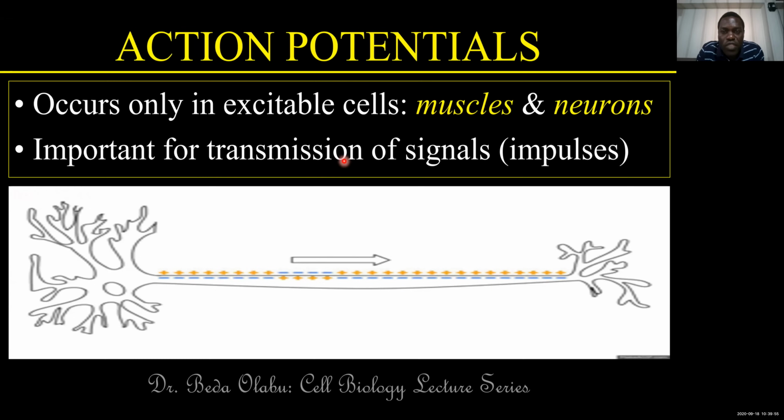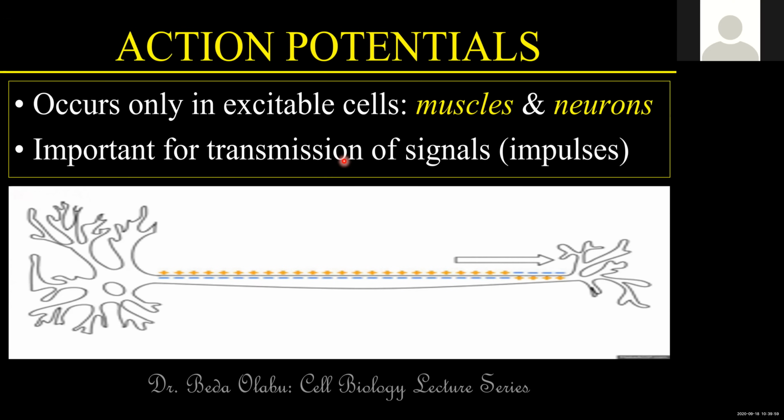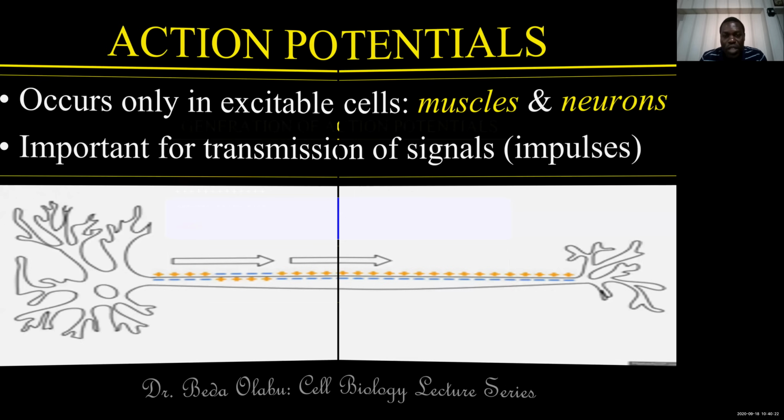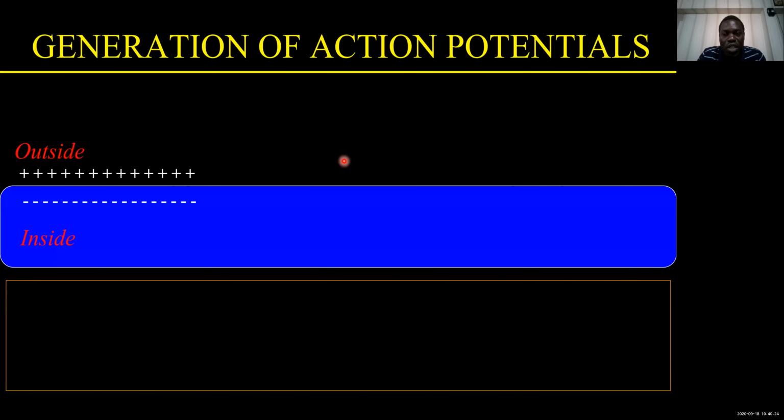What is the importance of action potentials? Action potentials are important for transmission of signals. That means that we'll have signal transmission in neurons. We'll also have signal transmission in muscles. Those are the ones that can transmit signals along the cell membrane. These signals are electrical signals along the cell membrane. Now I want to see how action potentials are generated.